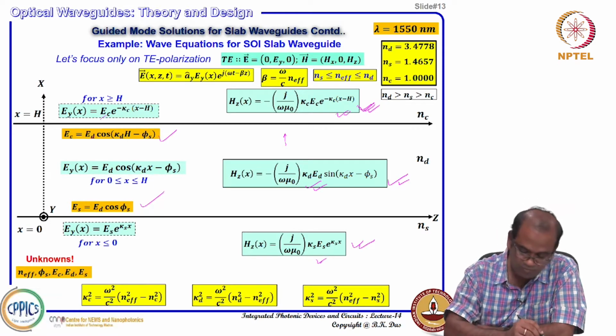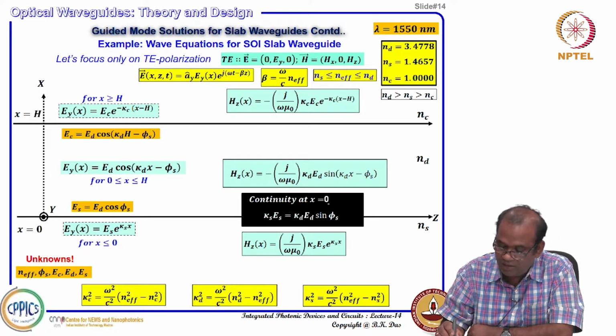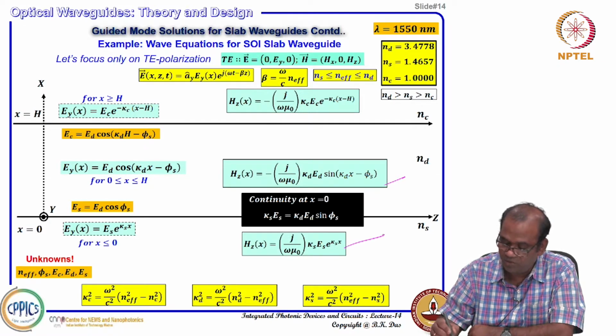So, I have written all this, duplicated here, and then I try to apply continuity at x equal to 0, because the tangential component is continuous. If I put x equal to 0 here, this side becomes kappa d Ed sin phi s times this, and this side will be j by omega mu naught. Because x equal to 0, this is sin of minus phi s, the minus sign will come. So, if you put x equal to 0 and equate these 2 equations, you will get this one.